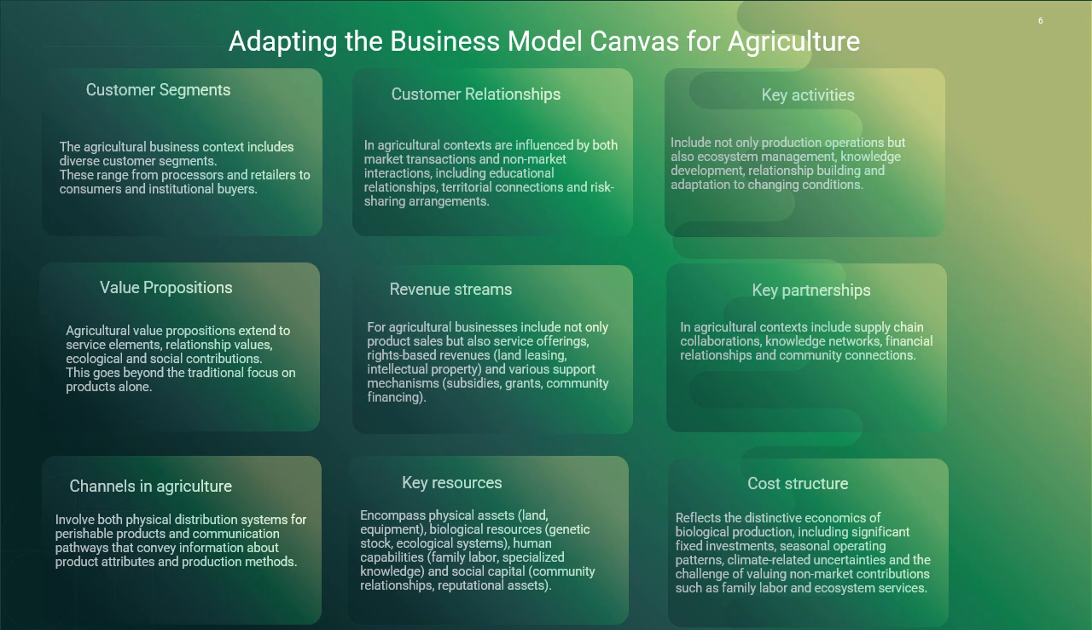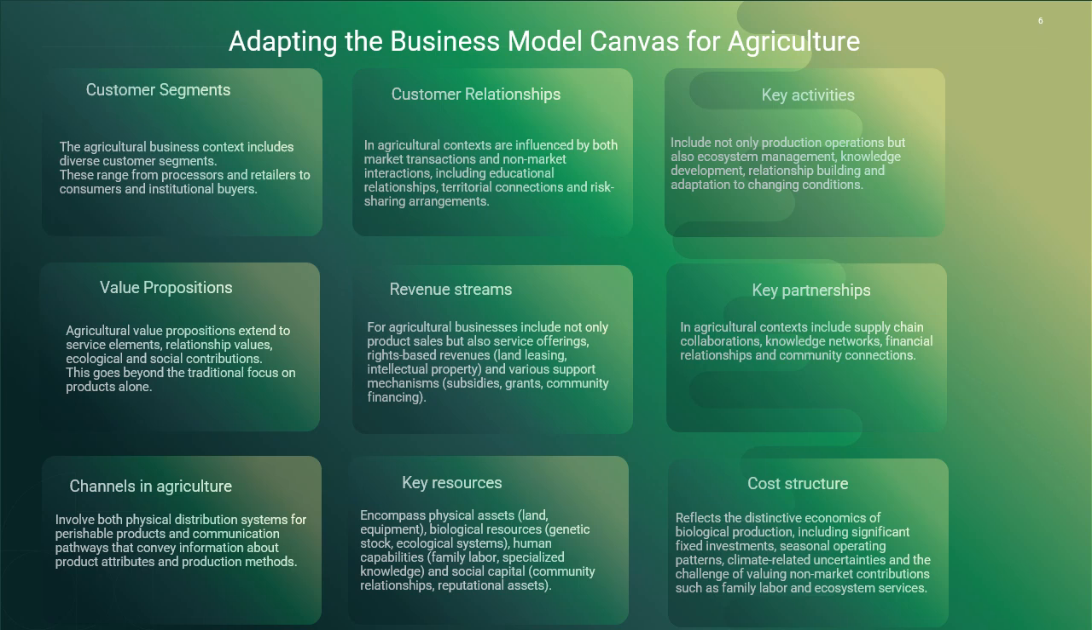and value expectations. Value propositions extend far beyond traditional product focus. Agricultural value propositions encompass service elements like delivery reliability and technical support, relationship values such as producer-consumer connection and community building, and ecological and social contributions including environmental stewardship and cultural heritage preservation. This multidimensional nature of agricultural value requires business models that articulate and deliver value across all these dimensions.